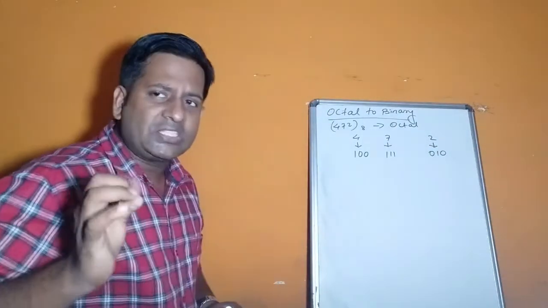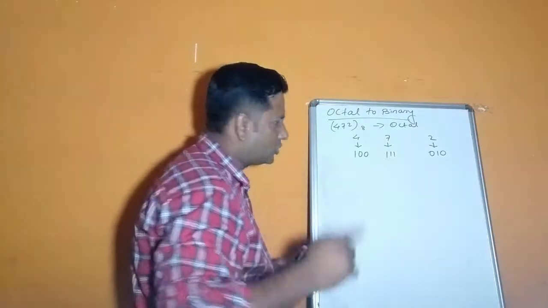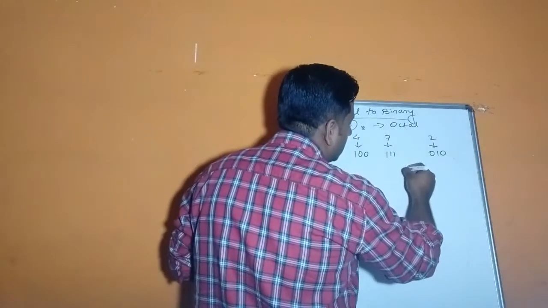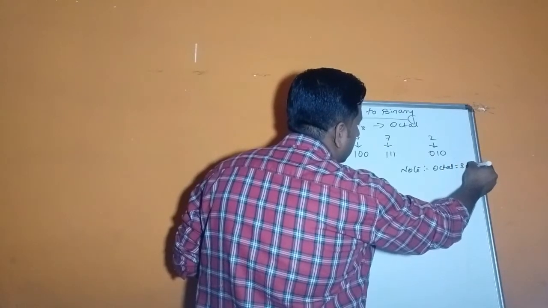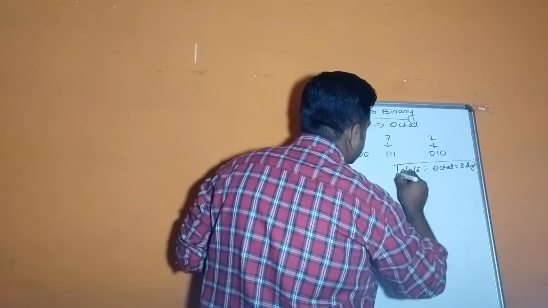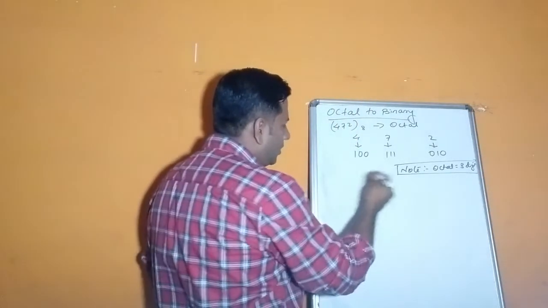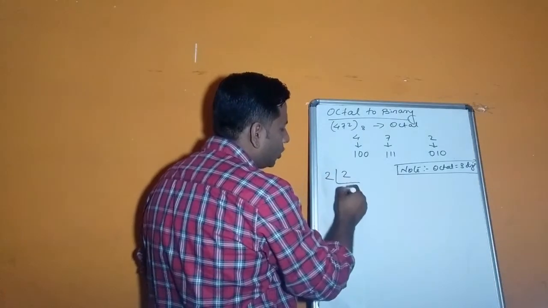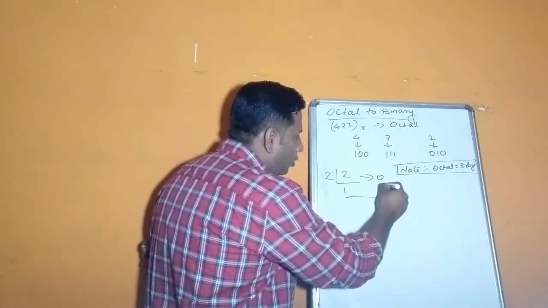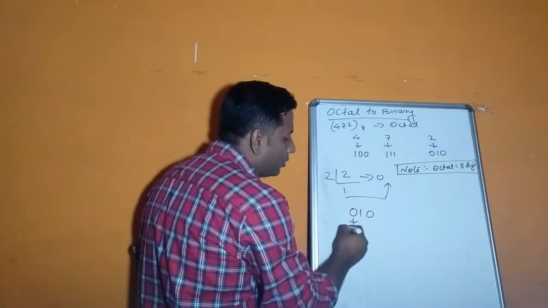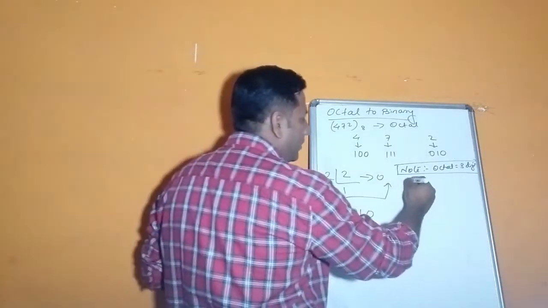Now you have to use 3 digits. That is a must. For octal we use 3 digits. Note: octal 3 digits, hexadecimal 4 digits. So how did this come? Let me show you. Let us take 2. 2 1s are 2, remainder 0. So if you go from down to up, you get only 10. This 0 we have to add from our side. The same thing is applicable for 7 also.